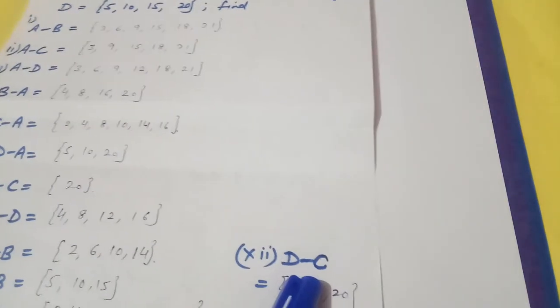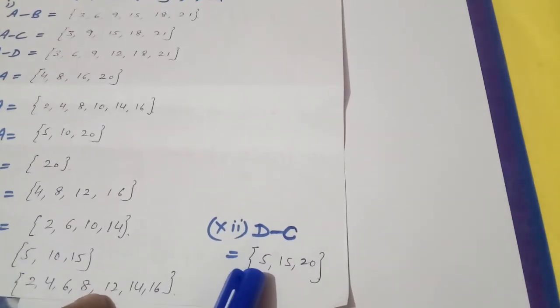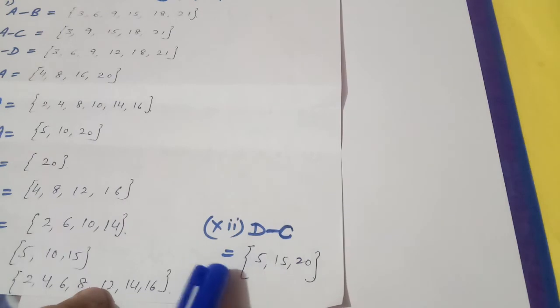In the 12th part, it is D minus C. This set contains the elements of D set but not the elements of C set. That is equal to 5, 15, 20.